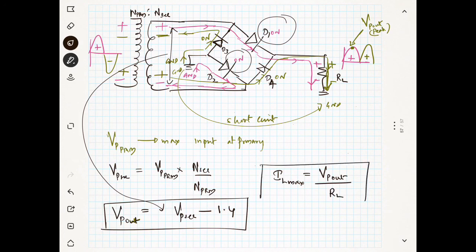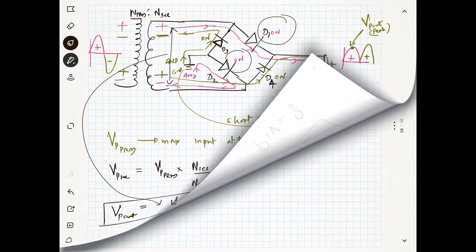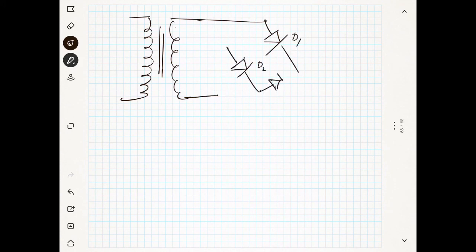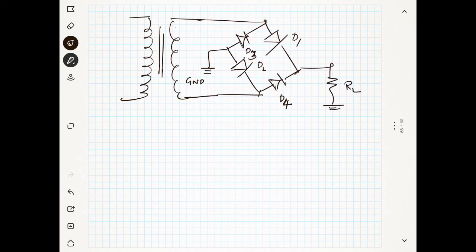Okay, that's it. Now we will talk about the peak inverse voltage. So we have the rectifier, and this is diode D1 and D2, and this is D3 and D4. This is ground, and this is RL, and you are taking the output here, V out.